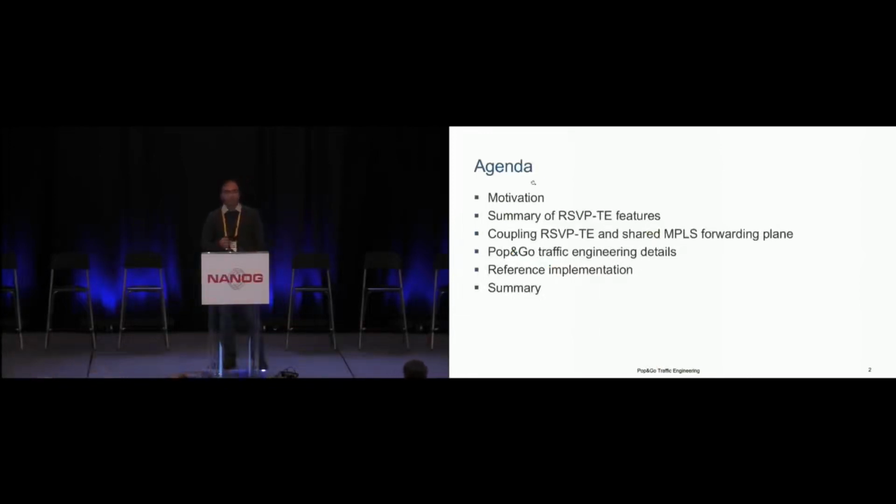So I'm going to start off with motivation, generally give you a picture of why we're doing this. Just a quick slide of all the feature sets that RSVP has been providing all these years. What does it mean to take RSVP and couple it with a shared forwarding plane when you start sharing labels in the middle of the network? We'll get into the details, show you a couple of show outputs, and we'll wrap up.